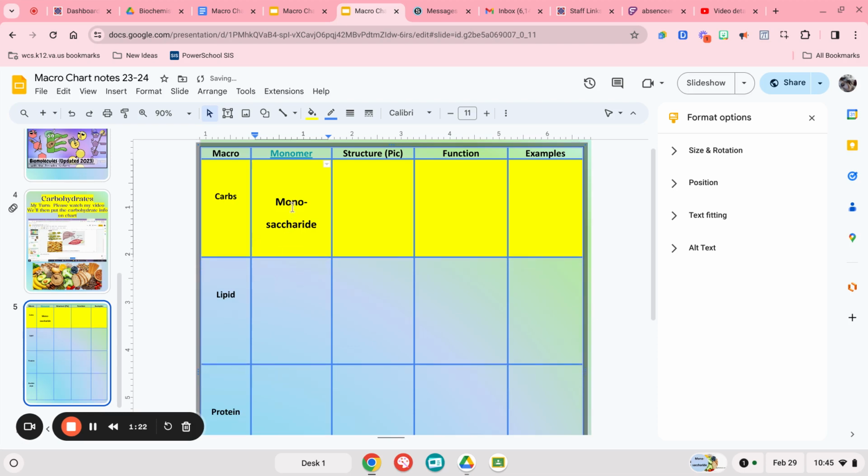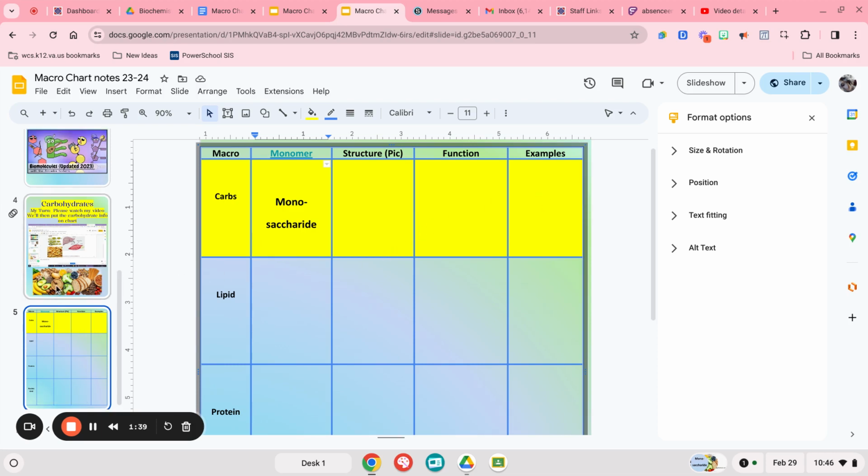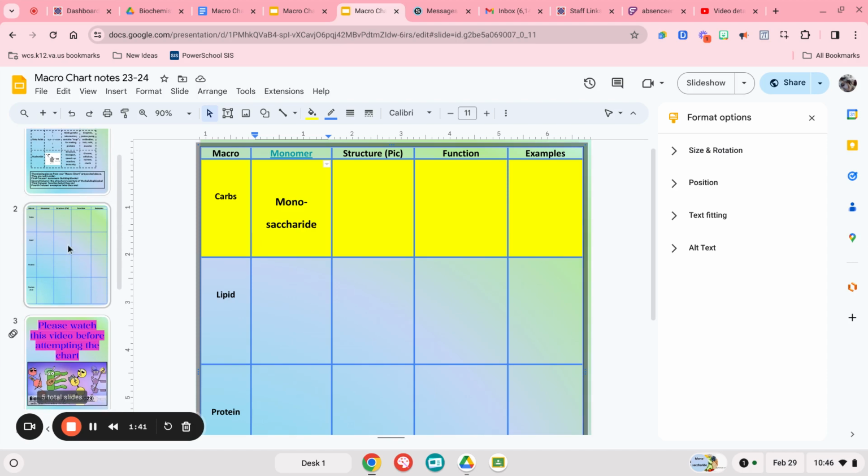So a monosaccharide is a single sugar molecule that can be used alone in the process of cell respiration to make energy, or it can be stored in larger forms like starch. Okay, next we're going to look for the structure. So we're going to look at the picture.